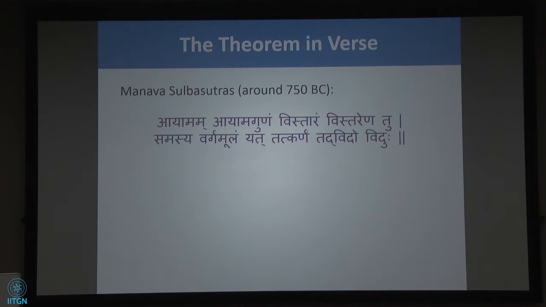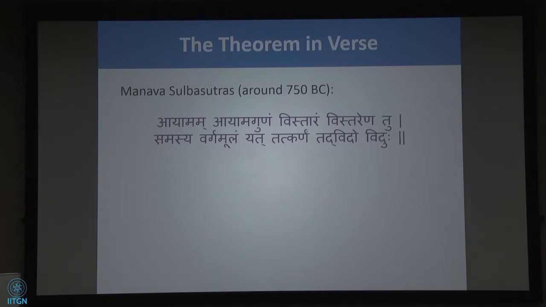Also, many of the other statements that they make regarding construction of a rectangle from a square, from a rectangle, circling a square, squaring a circle, and so on, gives you a pretty reasonable conviction that they must have known the proof of this theorem.